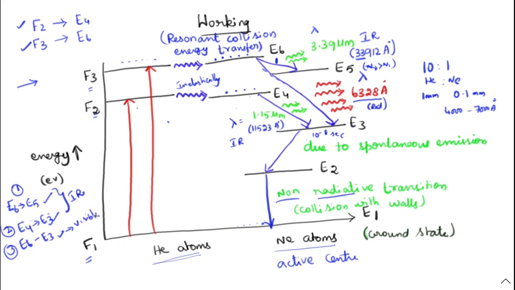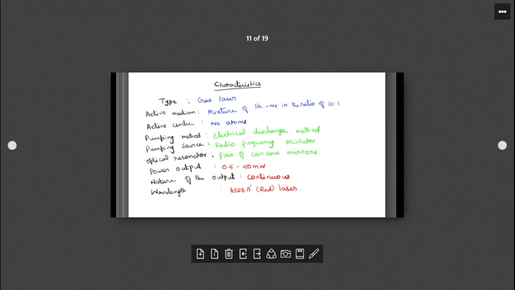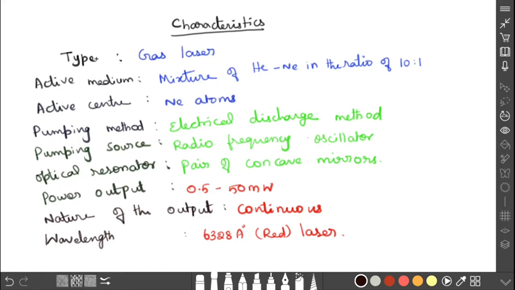Okay, so next we would like to see the characteristics of helium neon laser. Whatever we have discussed, combinedly we are going to write as the characteristics. So now you see this type of laser. It is the gas laser. Already I said helium neon is the gas. So the type of the laser is gas laser. And who is the active medium here? Where we are going to produce the laser? By using the mixture of helium neon, and the ratio is 10:1. Okay, and then who is the active center here? That means which is responsible for production of laser? Neon atoms only are responsible. Just now we have discussed.